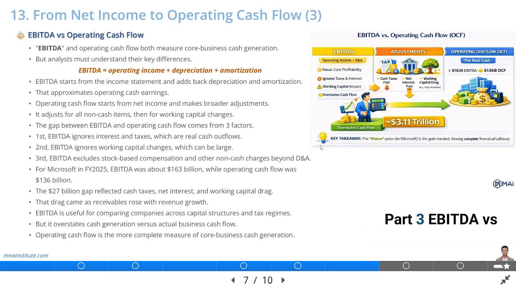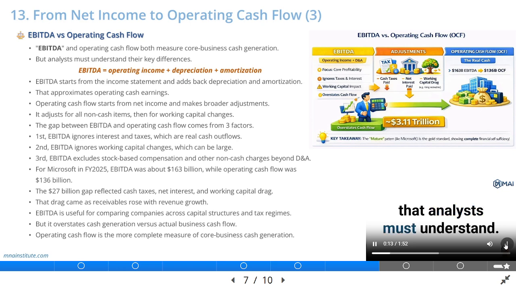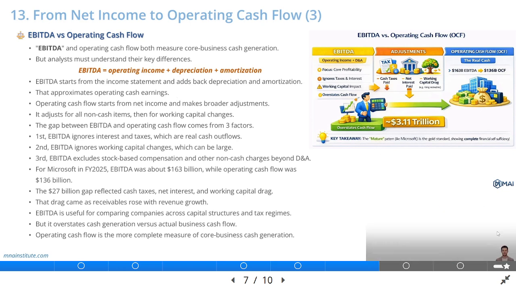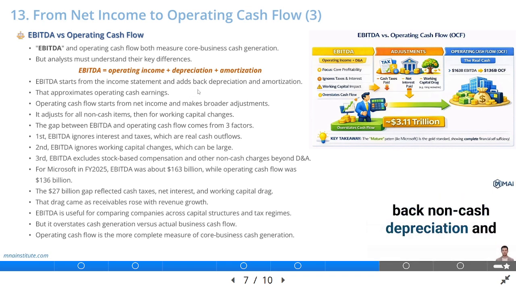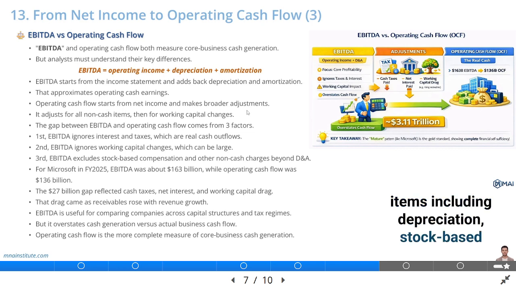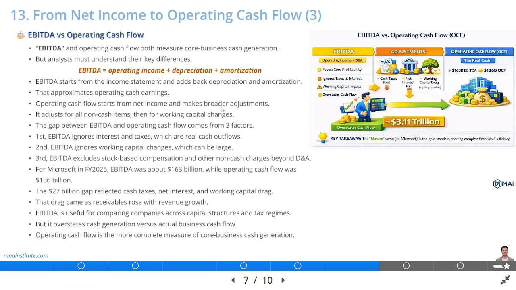Part 3. EBITDA versus operating cash flow. EBITDA and operating cash flow both attempt to measure cash generation from the core business, but they differ in important ways that analysts must understand. EBITDA starts from the income statement and adds back non-cash depreciation and amortization charges to approximate operating cash earnings. Operating cash flow starts from net income and adjusts for all non-cash items, including depreciation, stock-based compensation, deferred taxes, and asset impairments, and then further adjusts for working capital changes.